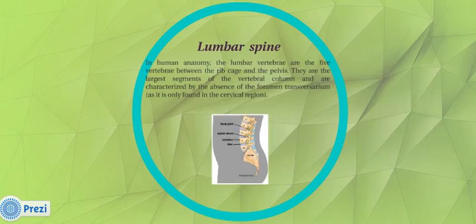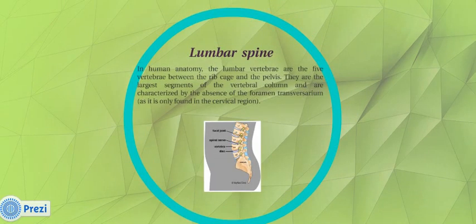Lumbar spine. In human anatomy, the lumbar vertebrae are the five vertebrae between the rib cage and the pelvis. They are the largest segments of the vertebral column and are characterized by the absence of the foramen transversum, as it is only found in the cervical region.